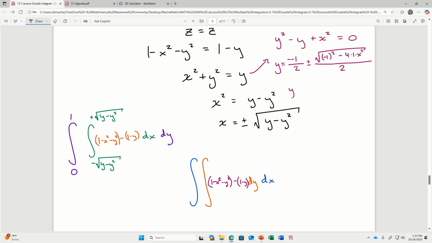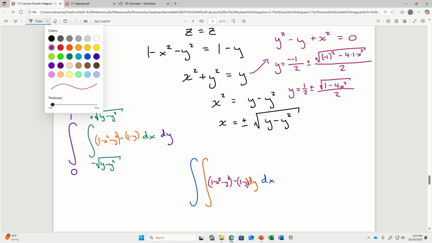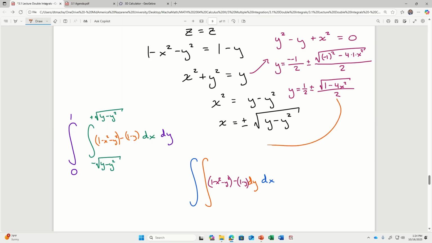In other words, I can write y equals 1/2 plus or minus the square root of 1 minus 4x squared, divided by 2. That gets to be the upper and lower bound of y, because it tells me what y gets to be as a function of x.